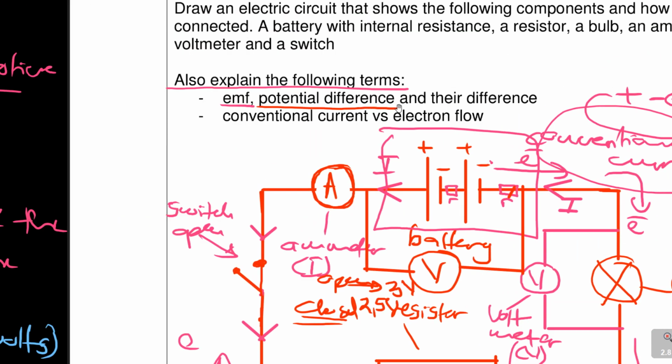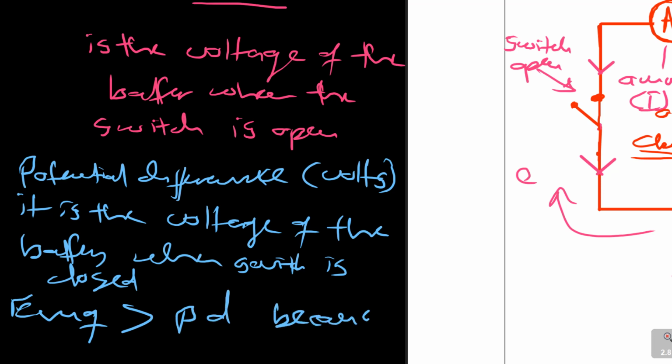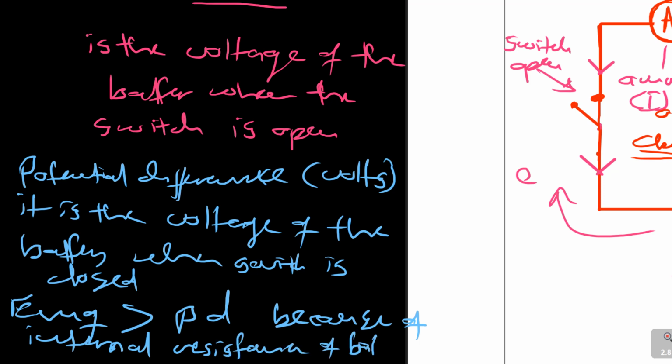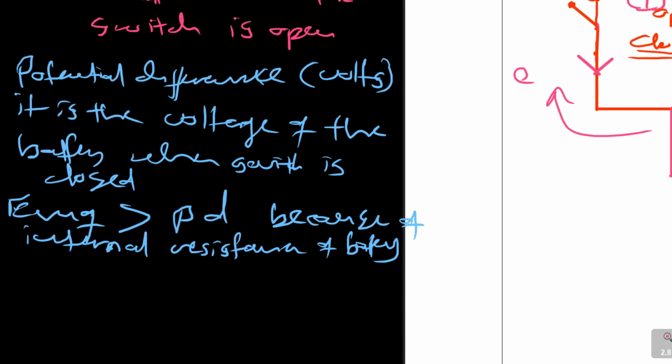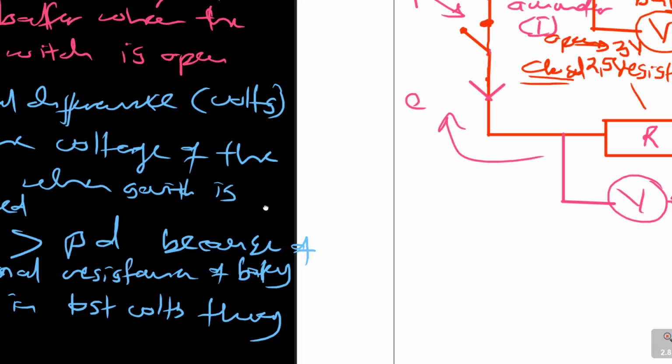Now they are asking about their difference. Why is it that you must always say EMF is greater than PD, potential difference? Because of the internal resistance of the battery, right? And this internal resistance of the battery results in what? In lost volts, for example through heat. Remember, we said it gets hot. That's what you must always remember.